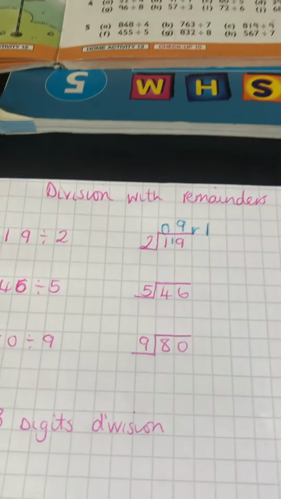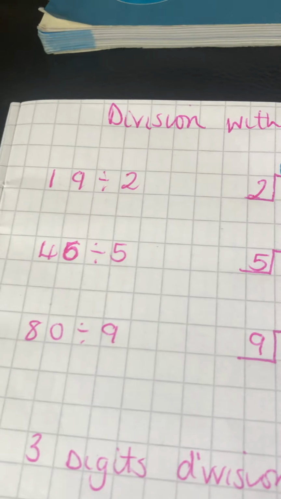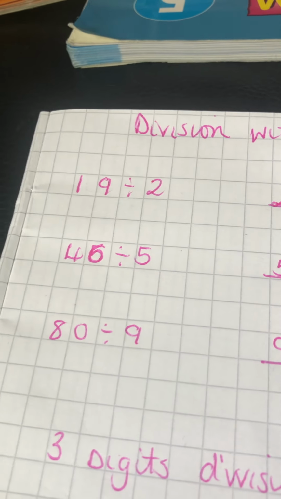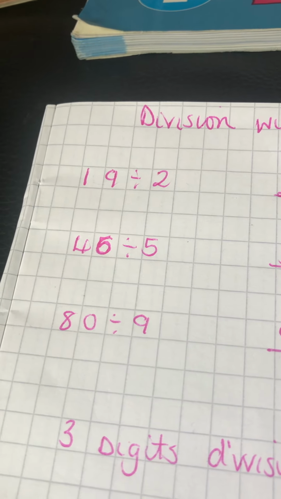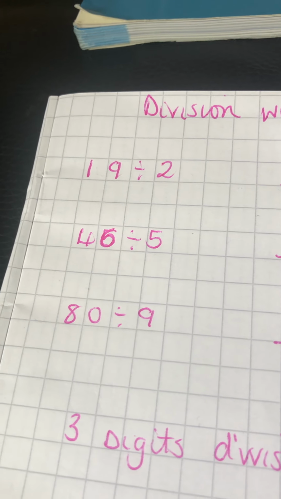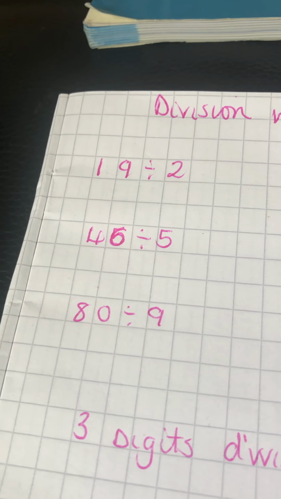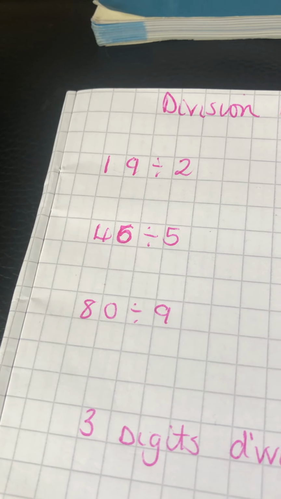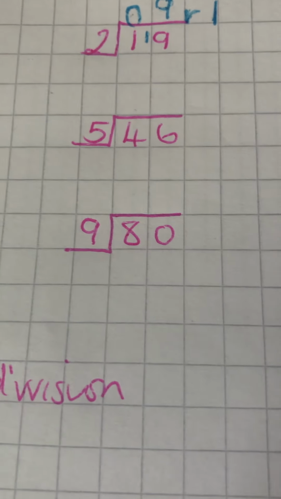Okay, this time what we're going to be looking at is division with remainders. Last time we looked at division without remainders, which meant that when we were dividing it was normally a station of the times table. This time it'll be a wee bit different. We're going to look at 19 divided by 2. Now 19 divided by 2 we set out a little bit like this.